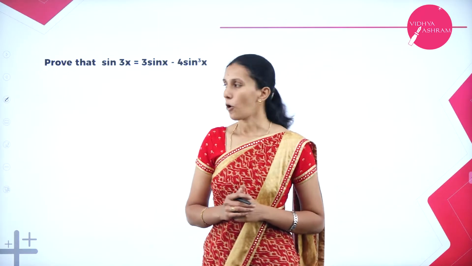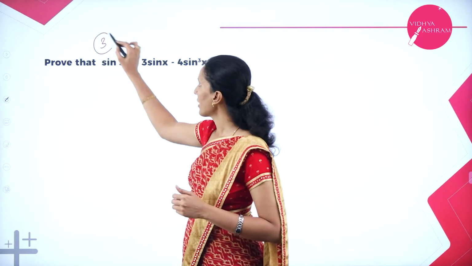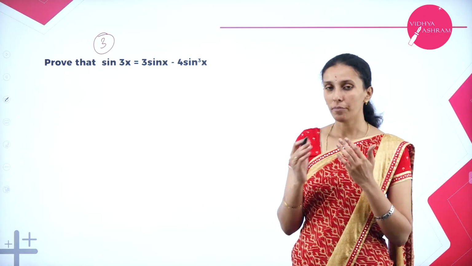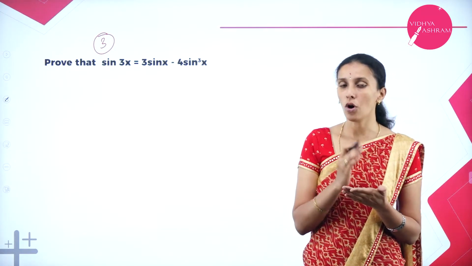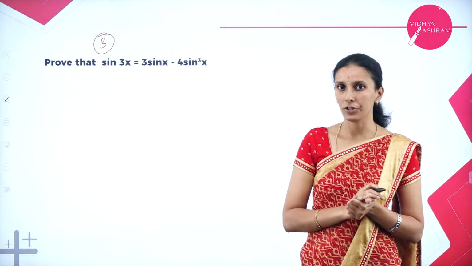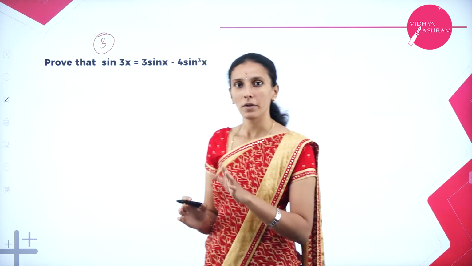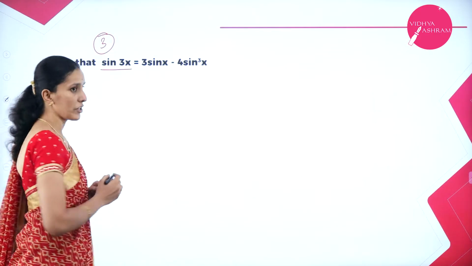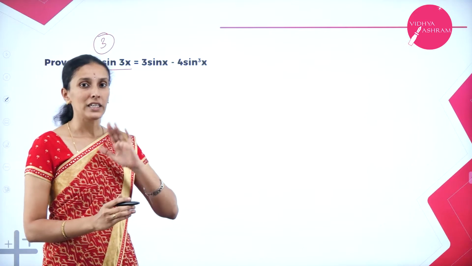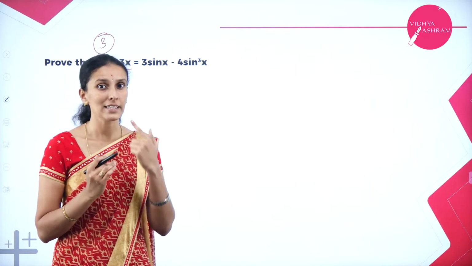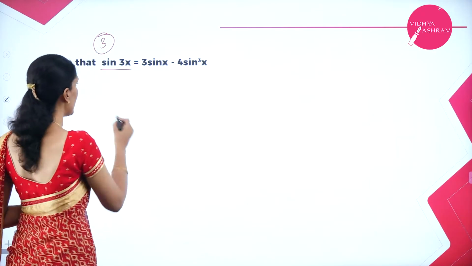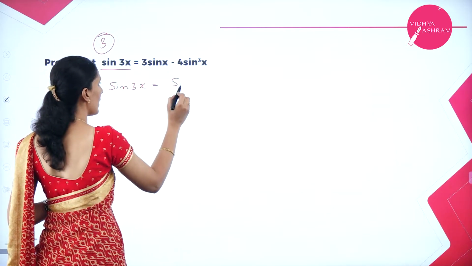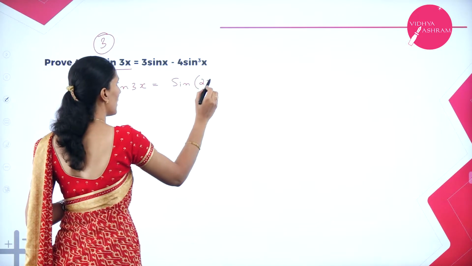Next type of problems carries 3 marks for your examination purpose. All these identities of multiple angles may carry 2 or 3 marks questions for your examination. Very simple problems, you can easily derive them. Now, you have to take sine 3x. I don't know what sine 3x is, but I know what sine 2x is. So, what I'll do here is write sine 3x as sine 2x plus x.